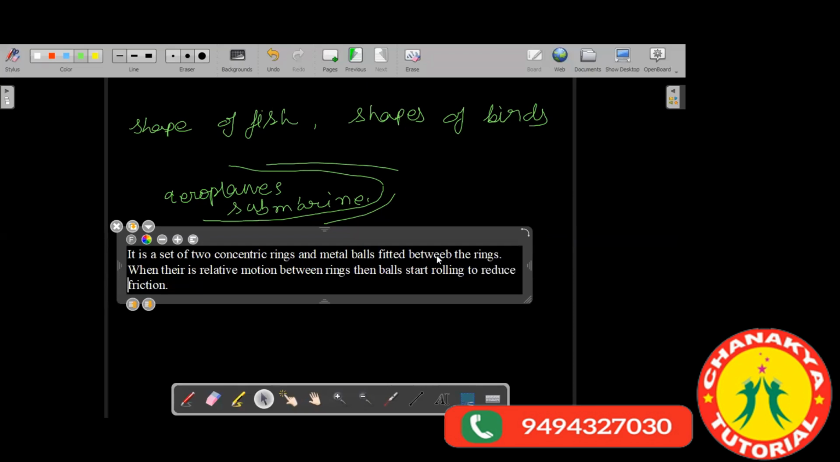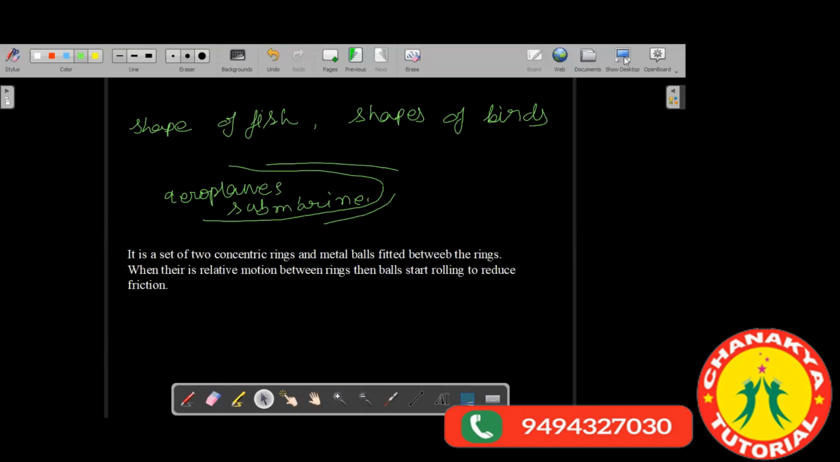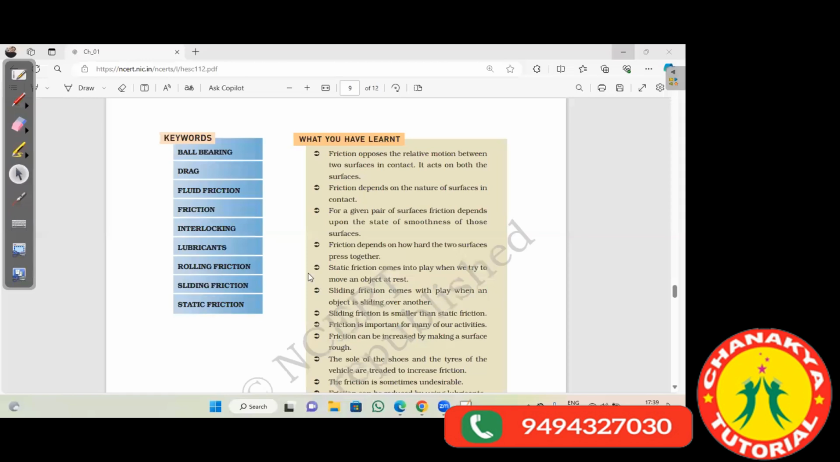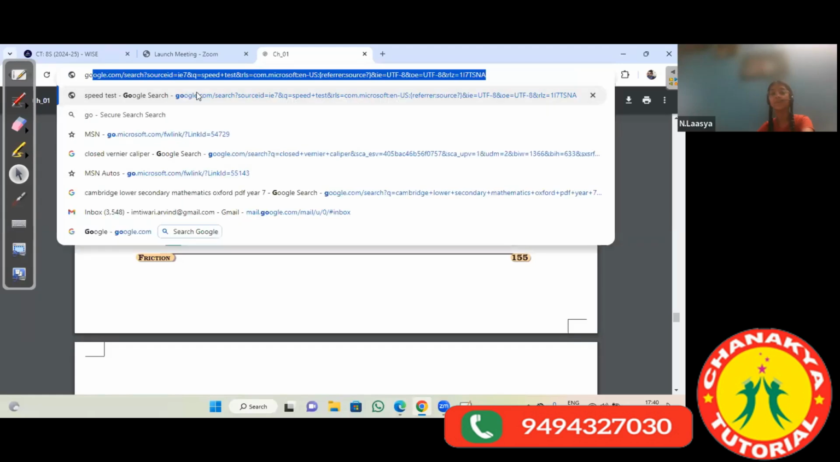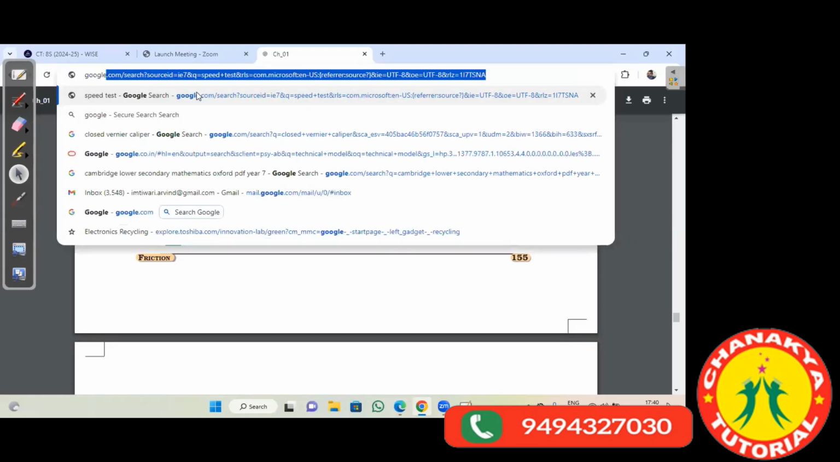So in the ball bearings, what happens? It is a set of two rings, and there is a relative motion between the rings. Which type of friction? Rolling friction. It converts sliding friction to rolling friction.